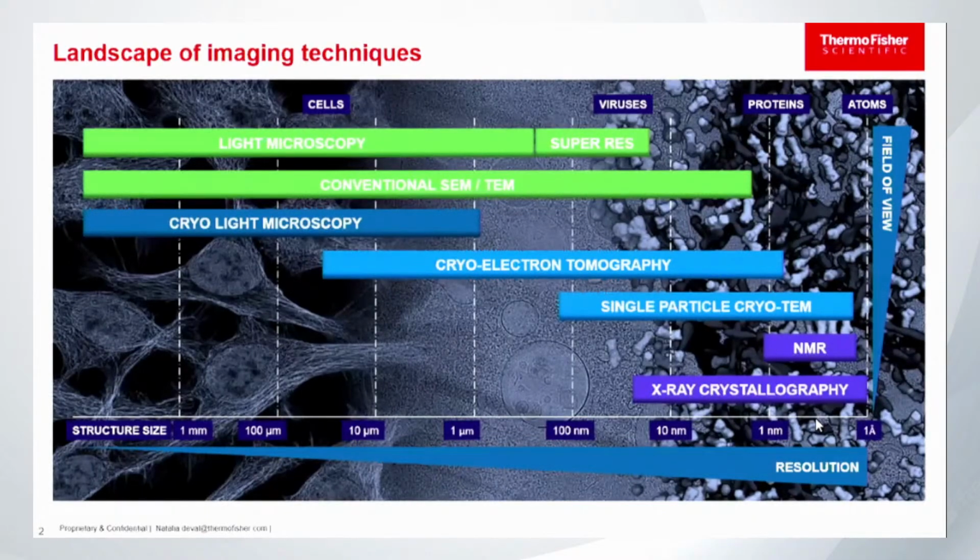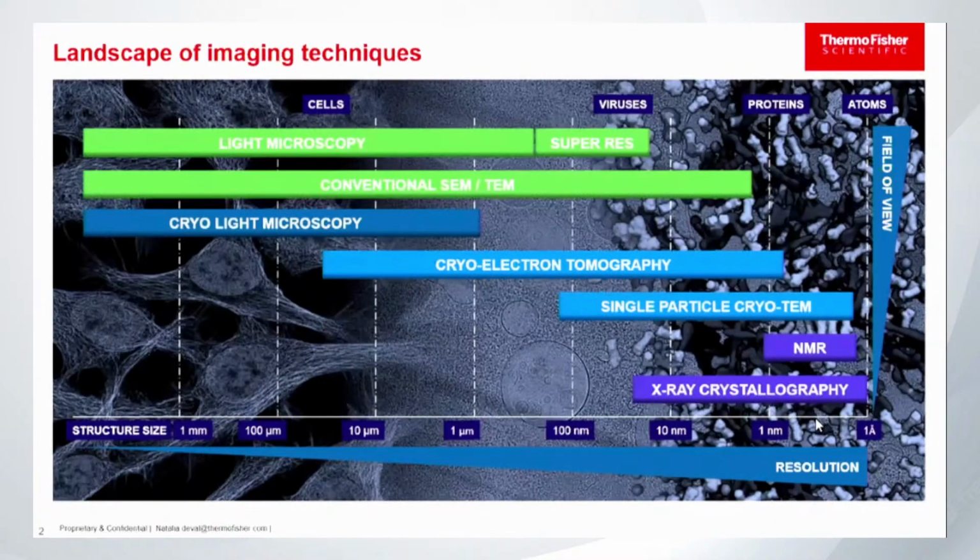Same with conventional SEM or TEM, so scanning electron microscopy and transmission electron microscopy. On the other hand, you have the other side of the spectrum, where you have NMR and crystallography. They are very good techniques for very high resolution, but you are only seeing a very small area of interest. So the field of view is very small.